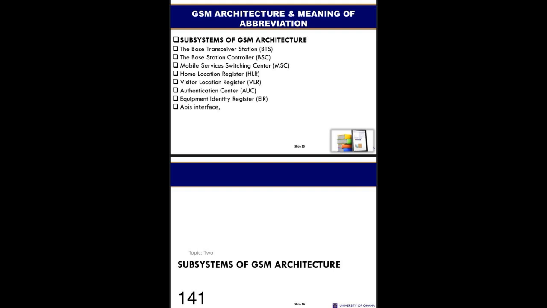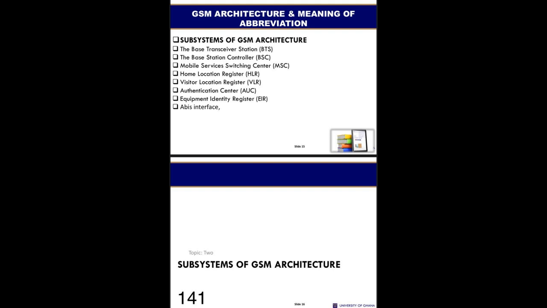Subsystems of GSM architecture: the base transceiver station, BTS, the base station controller, BSC, mobile services switching center, MSC, home location register, HLR, visitor location register, VLR, authentication center, AUC, equipment identity register, EIR, and the Abis interface.